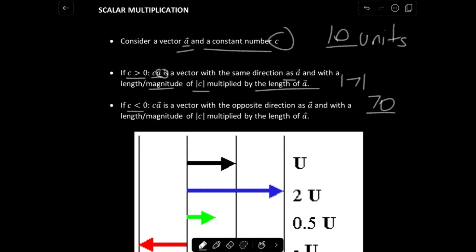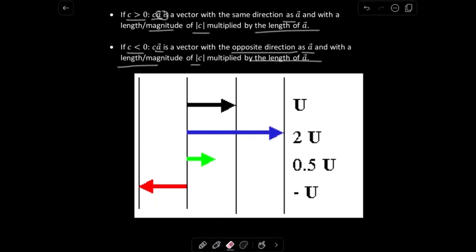And then what happens when C is negative? Let's consider that case. CA is a vector now with the opposite direction as the original vector A, and with a length, or magnitude, of the absolute value of C multiplied by the length of the original vector A. This is best explained again using a diagram.